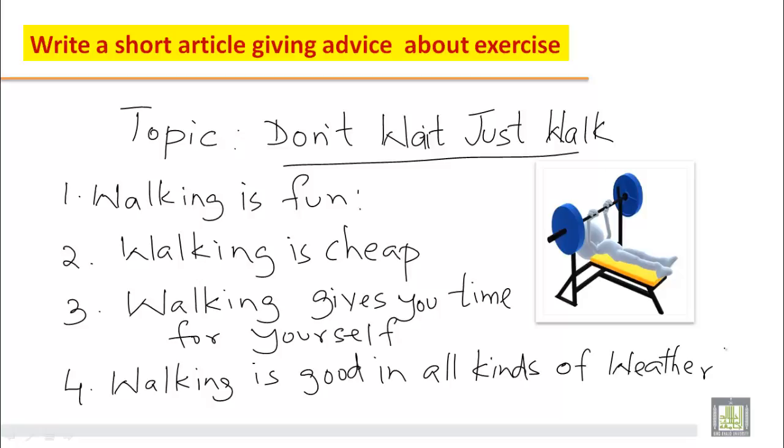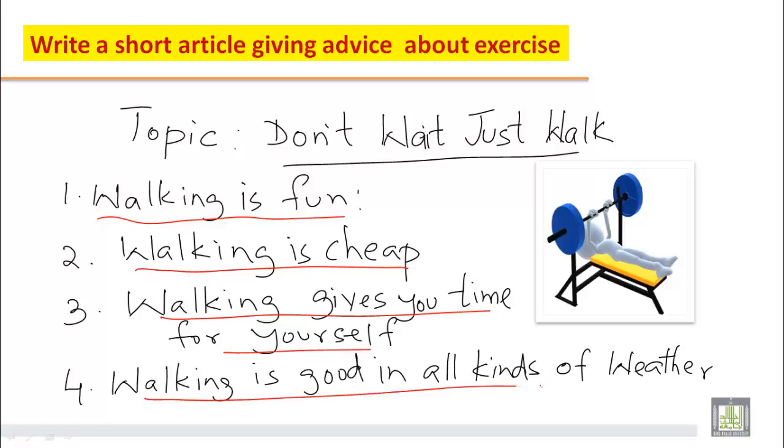Since we write an article for a magazine or a newspaper, the topic should be very interesting: Don't wait, just walk. So that the readers get interested in your article. And then the topic sentences: walking is fun, walking is cheap, walking gives you time for yourself, walking is good in all kinds of weather. These are the topic sentences.